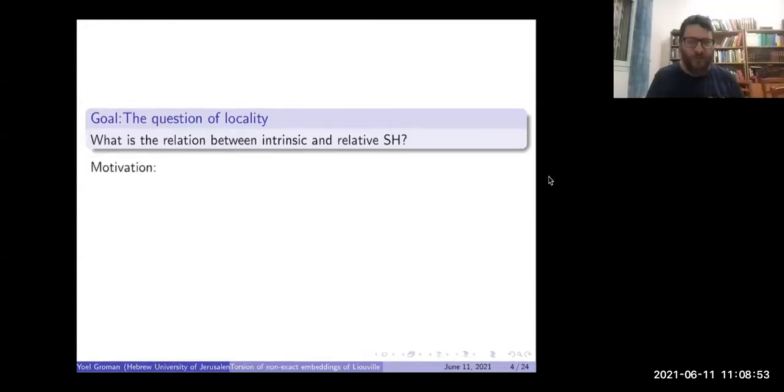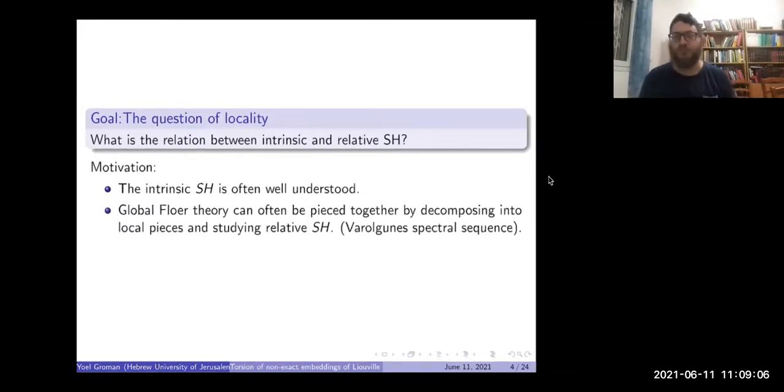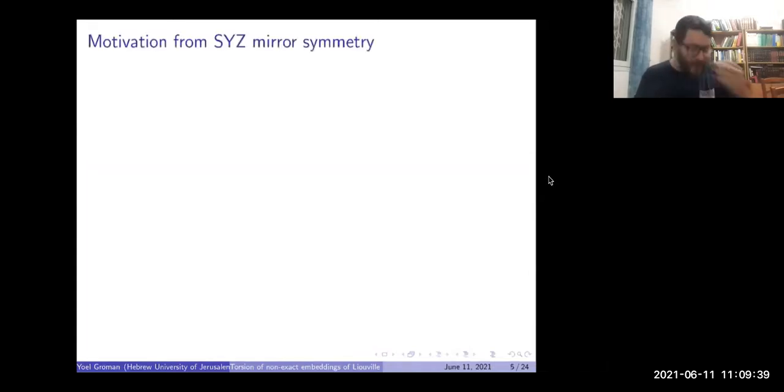Okay, so now what is the motivation for this question? One is that often in settings that we are interested in, the intrinsic symplectic cohomology is well understood. And the other is that often we want to study global Floer theory, like quantum cohomology, and we can often piece together the global thing by decomposing it into local pieces in something called a co-isotropic fibration. Then there is a spectral sequence, which Umut introduced in his thesis. So combining these two, you could hope to gain some understanding of the global Floer theory.